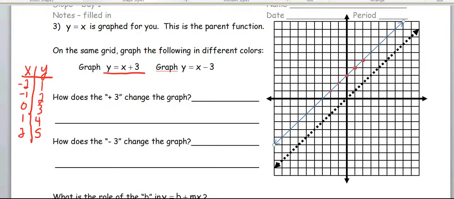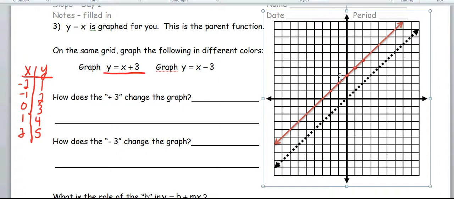Alright, now let's look at that. Is that line any steeper? Did it change from y equals x? No. How did it change it? And when I ask you this, and we're talking about this part right here, the B part, what we're going to do is talk in terms of shifting up or down. And it's going to be in relation to where this graph crosses the y-axis and this graph crosses the y-axis.